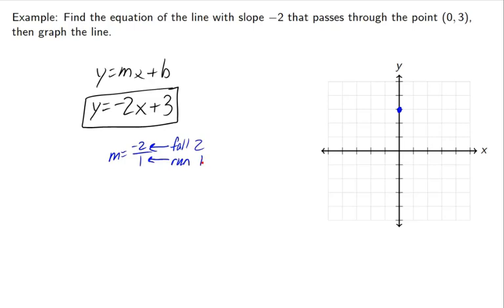Run is always to the right. Now if you run to the left, you have to reverse everything. So to keep everything consistent, the easiest thing to do is always run to the right. Anyway, a -2 means I'm going to go down 2, fall -2, and then run 1 to get our next point. So if I draw the line, that's -2x plus 3. I went down 2 and over 1 to do my slope.